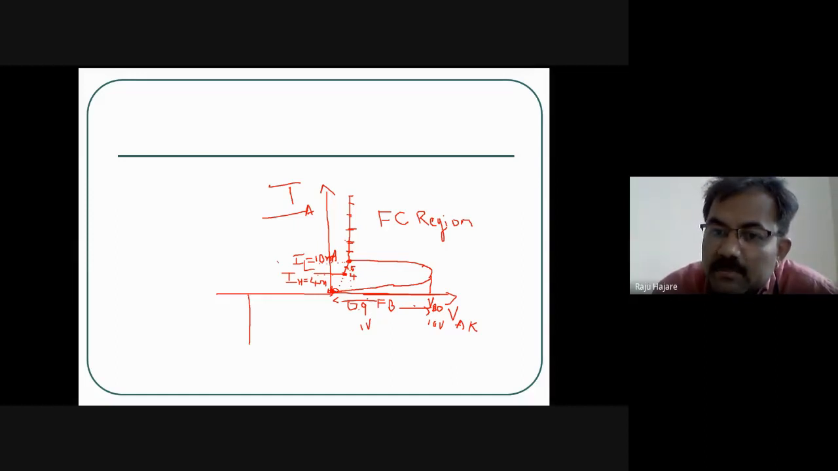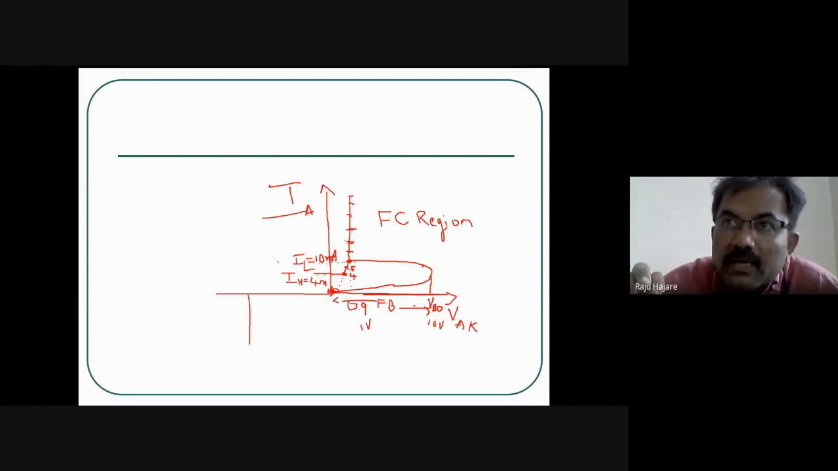Triac is nothing but SCR, but a bidirectional device, whereas SCR is a unidirectional device. Two SCRs I can take and build a triac device, and I can use it in my regulator. And why do I want a bidirectional device?